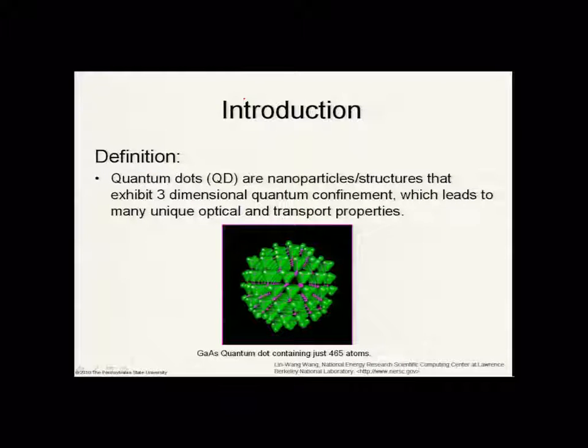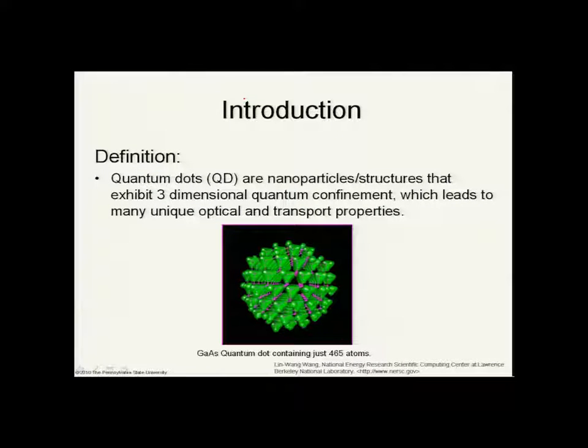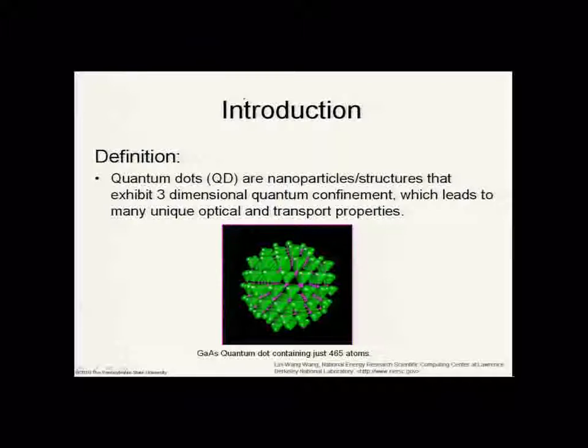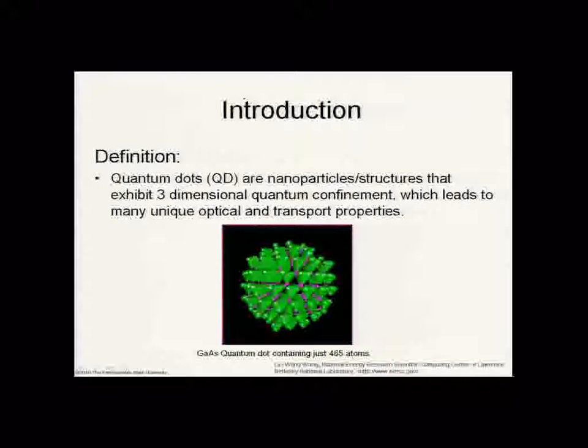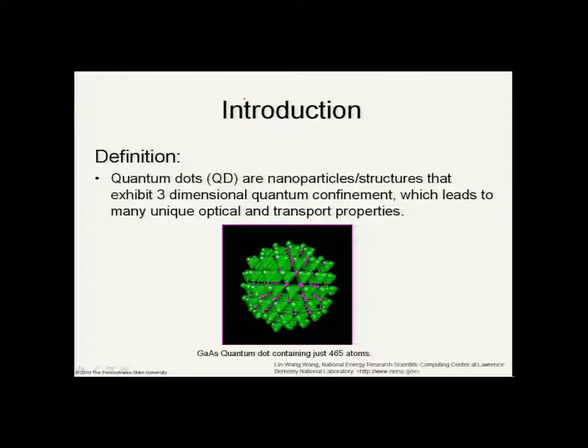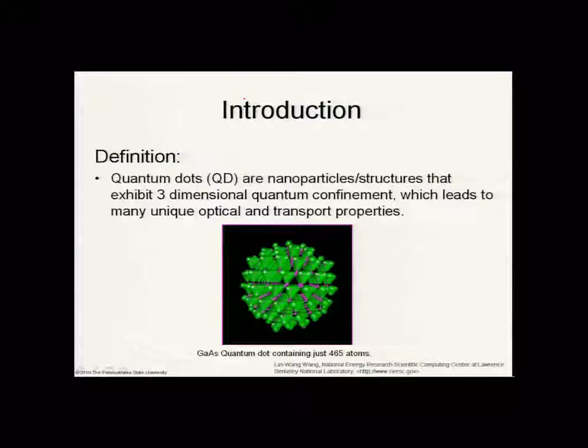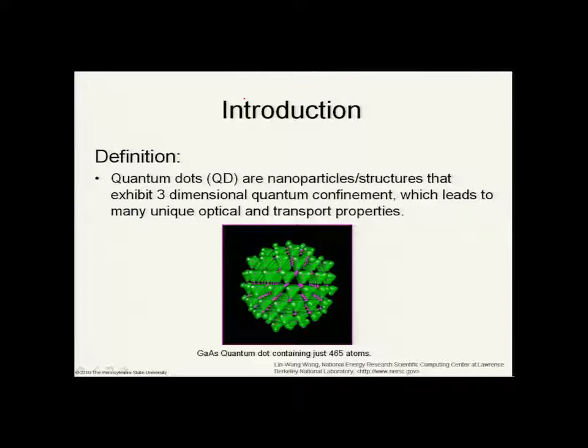So the definition of quantum dots: they are nanoparticles or nanostructures that exhibit three-dimensional quantum confinement, and this leads to many unique optical and transport properties. Picture below is a gallium arsenide quantum dot containing 465 total atoms.